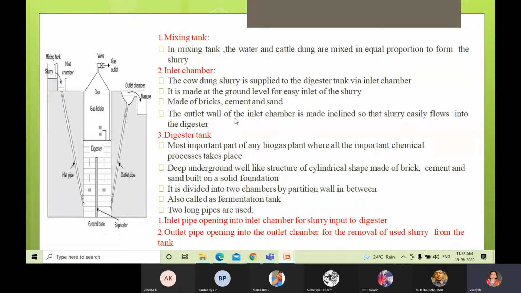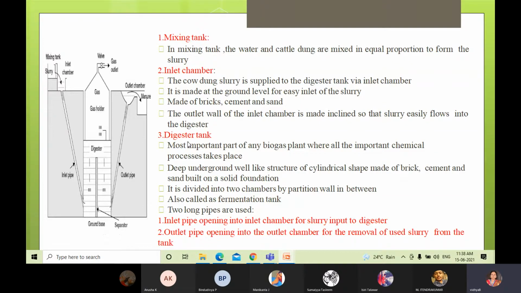The outlet wall of the inlet chamber is made inclined so that slurry easily flows into the digester. They have made a slope. Okay, you can observe here. It is inclined so that slurry will flow easily into the digester tank.